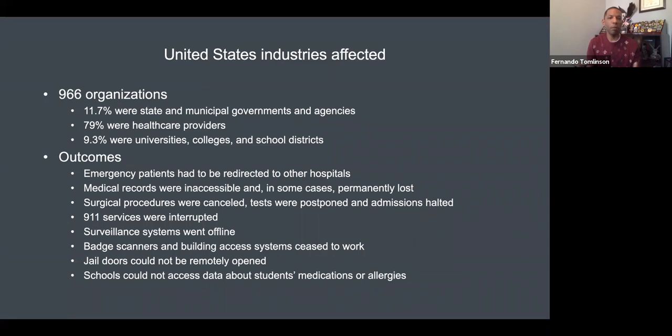Holy crap. Medical records were inaccessible and in some cases permanently lost. Surgical procedures were canceled. 911 services interrupted. Badge scanners and building access ceased to work. Schools could not access data about students, medications, or allergies. That is cold-blooded. But for a person whose main purpose is criminal financial gain, they care less about it. That seems more like a you problem versus a them problem.